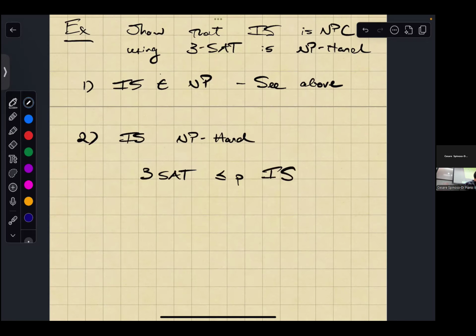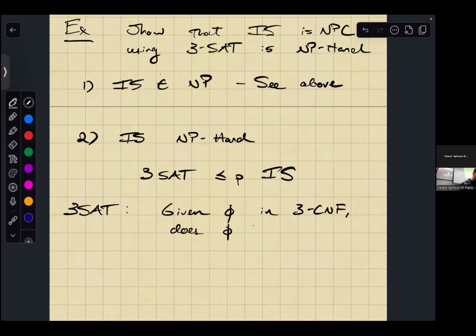And maybe just a reminder of 3-SAT. The 3-SAT problem is, given a Boolean formula phi in 3CNF, does phi have a satisfying assignment?